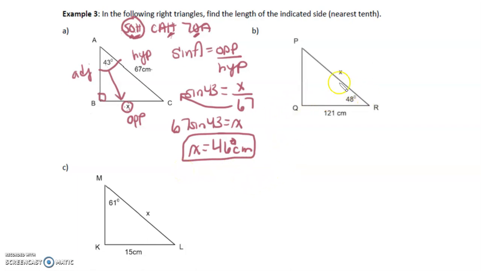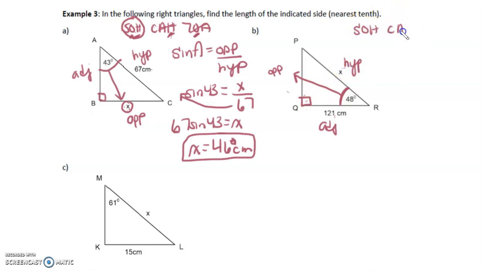Okay, so a lot of steps here. Let's try again for B. So identify the angle that we're using, which is 48. This side is opposite. Opposite and adjacent meet at 90 degrees. So this side is adjacent, and this is our longest side, our hypotenuse.